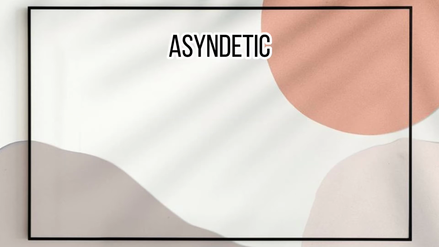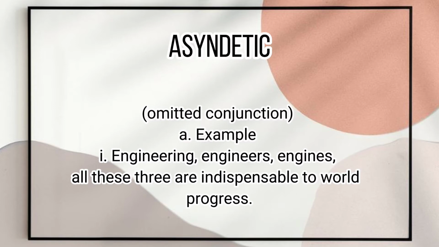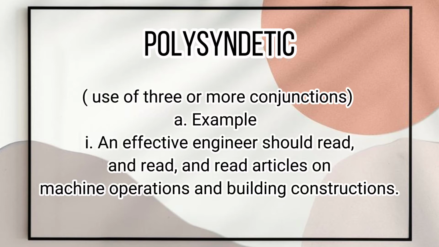Second, asyndetic: omitted conjunction. Asyndetic refers to the act of leaving out one or more of the usual conjunctions between sentence elements. Example: engineering, engineers, engines. All these 3 are indispensable to the world's progress. This sentence has the simple conjunction and, but it is considered invisible, and we use the comma to stand in its place. Third, polysyndetic: use of 3 or more conjunctions.